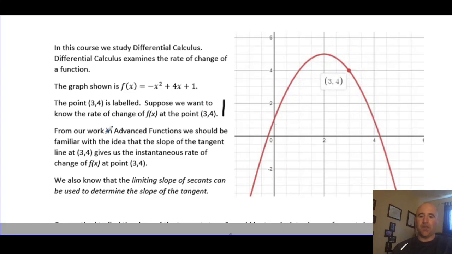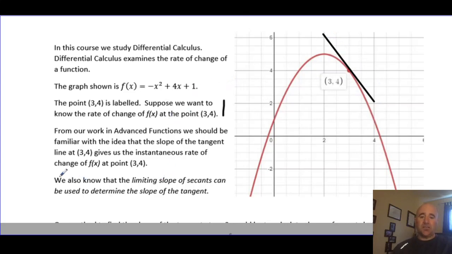Now, from our work last semester or last year, depending on when you took advanced functions, you should be familiar with the idea that what we really need to do is find the slope of the tangent at this point right here. And there you can see a tangent line drawn in. So the goal is to find the slope of this black line.